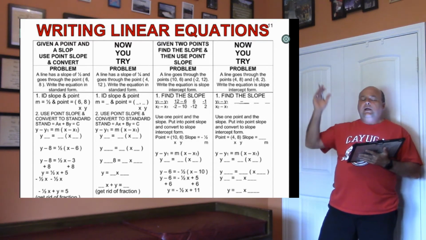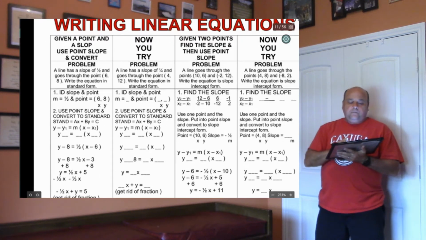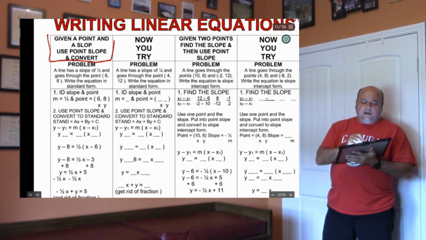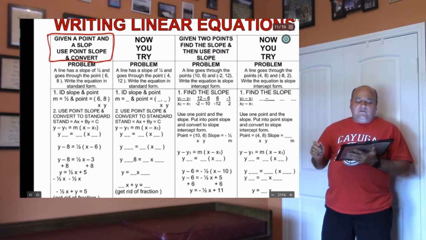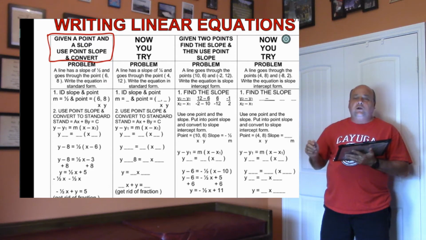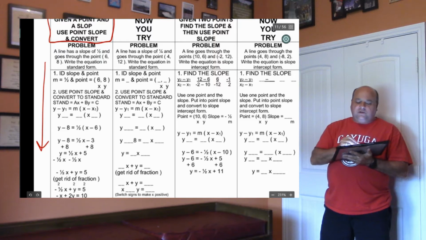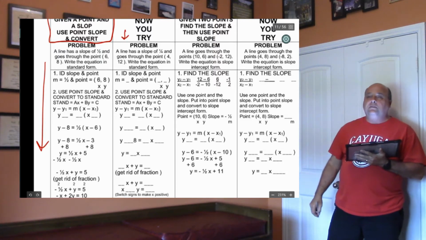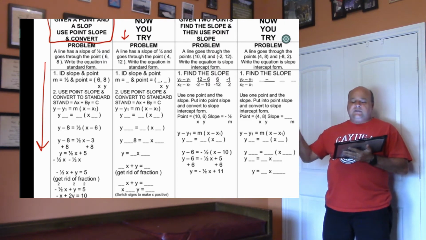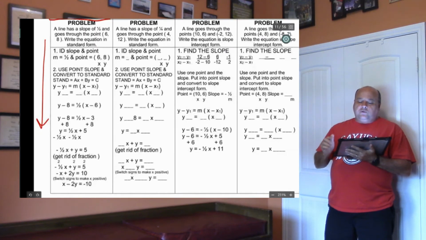Step by step. So we're going to look at this. Okay, this is given a point and the slope, use point slope and convert. Okay, notice this problem right here is done, and then you have a problem to try. Okay, and it's step by step. So let's go through this one.